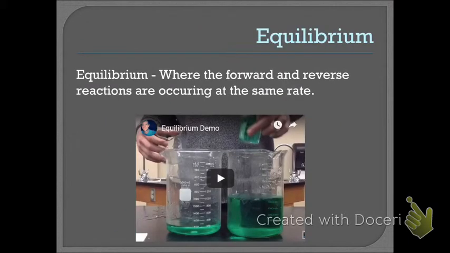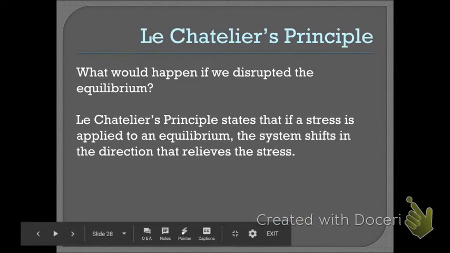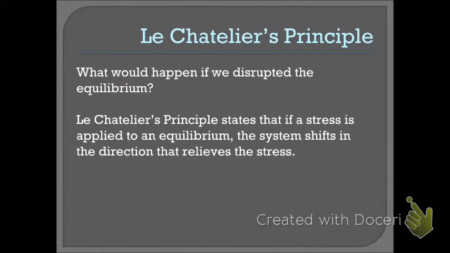Okay, all right. So what happens is eventually you reach equilibrium. In this case, we have the forward and reverse reactions occurring at the same rate. All of these reactions reach an equilibrium where both the forward and reverse reactions are occurring at the same rate. So for equilibrium, you kind of think like everything's in balance. Now, if we disrupted the balance or the equilibrium, what would happen? Well, a guy named Le Chatelier said that if there's a stress applied to an equilibrium, the system shifts direction to relieve that stress.